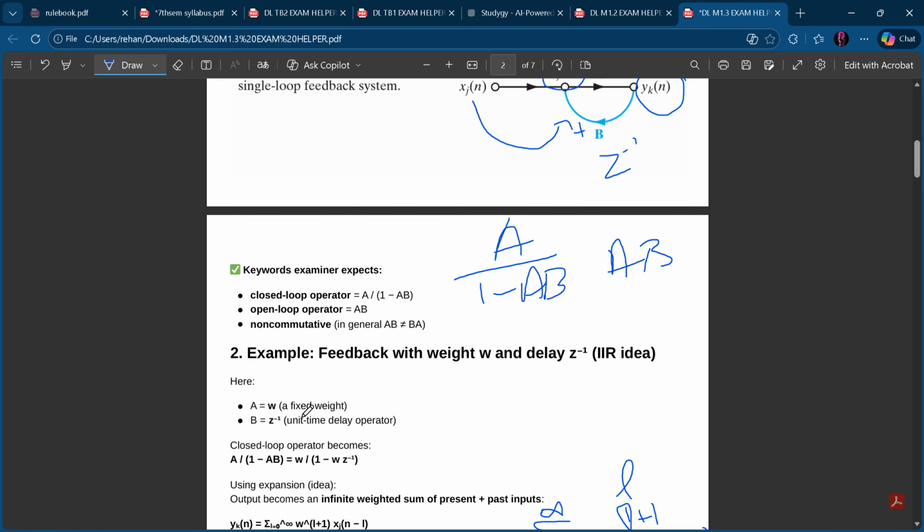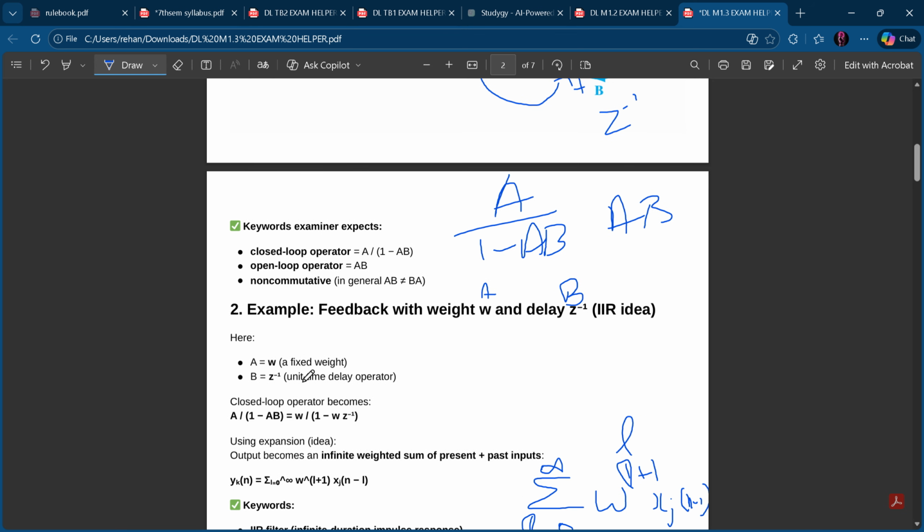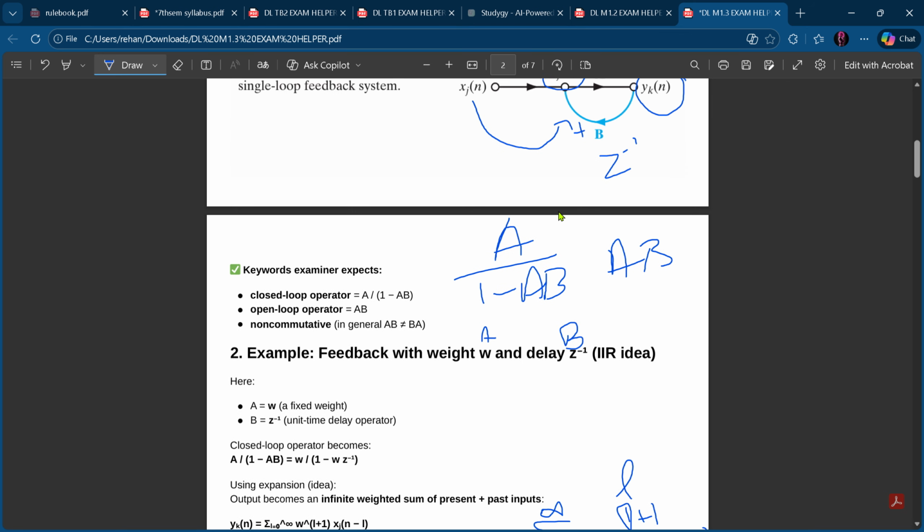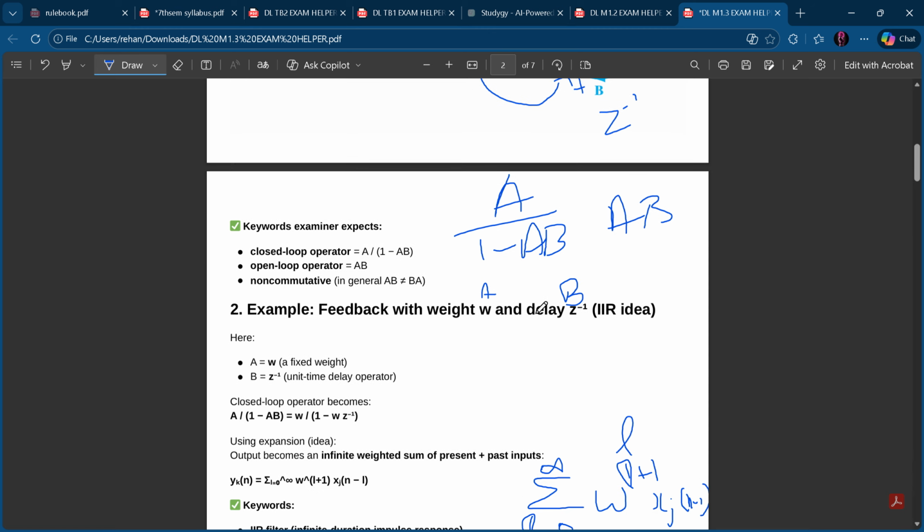Okay, remember that. Example: feedback with weight W and delay Z to the power of minus 1. So that is Z inverse. Here this W is nothing but A, and this Z inverse is B. So here a fixed weight and unit time delay operator. How will the closed loop operator become? Instead of A write W, instead of B write Z inverse: W divided by 1 minus W into Z inverse.